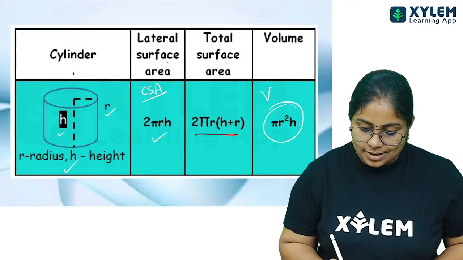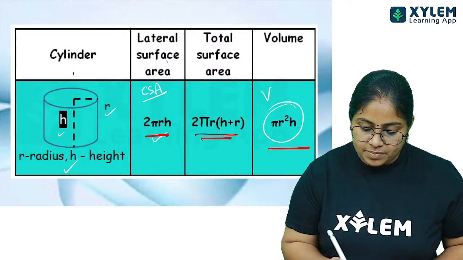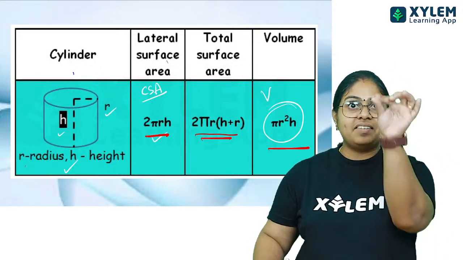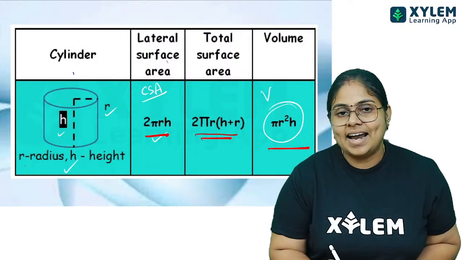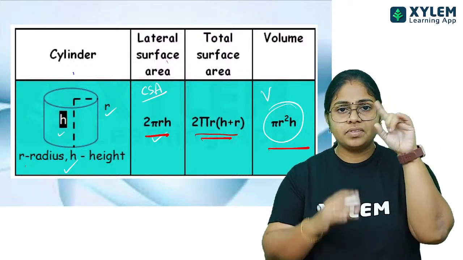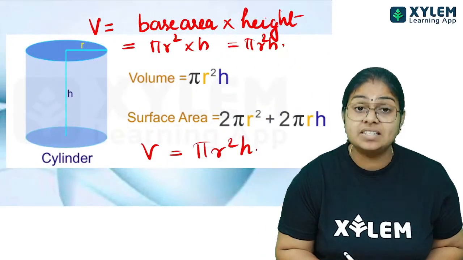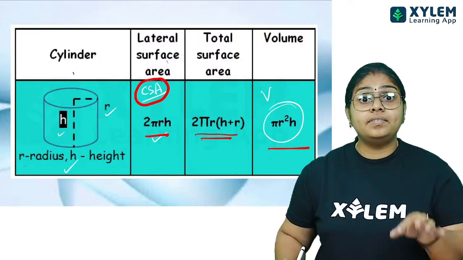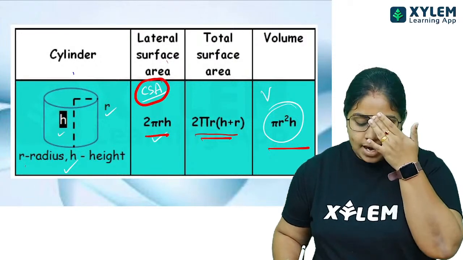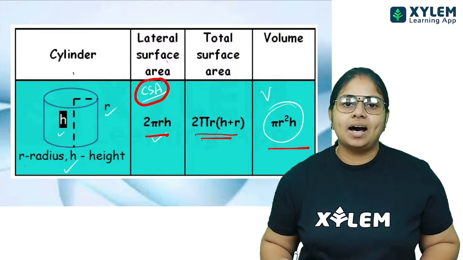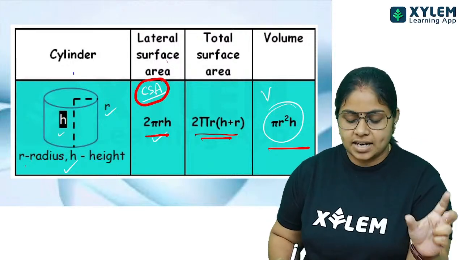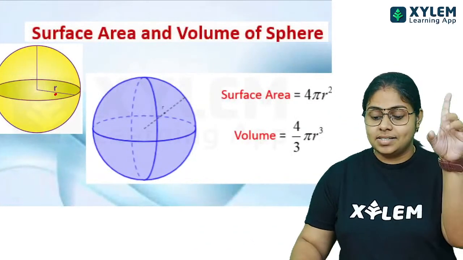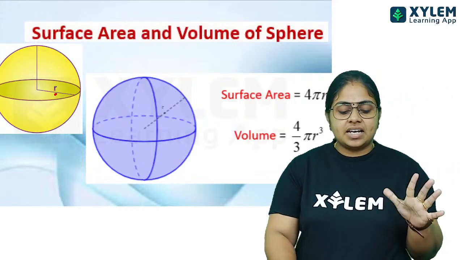For the cylinder, its lateral surface area, total surface area, and volume, you can see everything in this figure. If you keep this figure in your mind, everything is set. First, the lateral surface area means the curved surface area, or CSA. The total surface area is 2 pi r into r plus h, h plus r. The volume is pi r square h. And these are the formulas related to the cylinder.